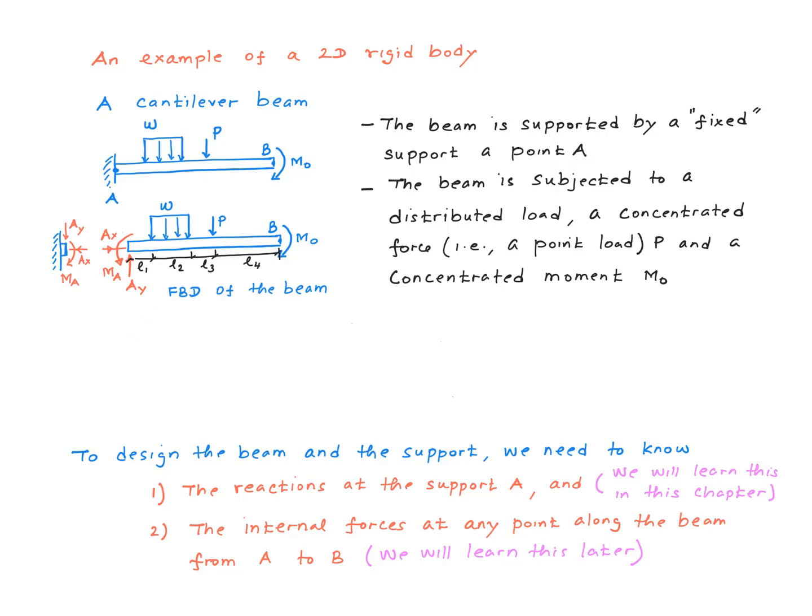So here's the free body diagram of the beam. So what exactly did I do? Well, I isolated the beam by cutting it out of the support at point A. So anytime we section a body like this, we need to realize that there are internal forces at the plane of sectioning.